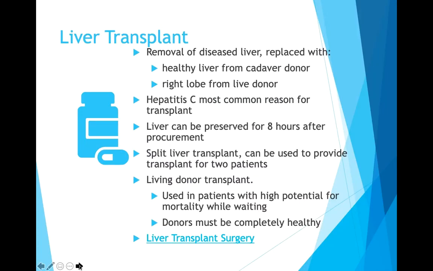Let's look at a liver transplant now. Liver transplant is removal of the diseased liver, and it can be replaced with a full liver from a cadaver donor, or you might have a live donor, which can give you a right lobe. That is often reserved for patients that are very clearly close to death and might not get a transplant. So you can have a live donor just give part of their liver.